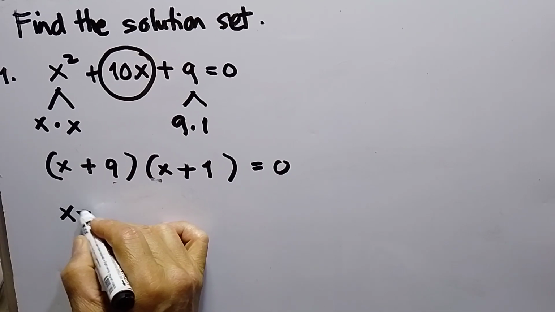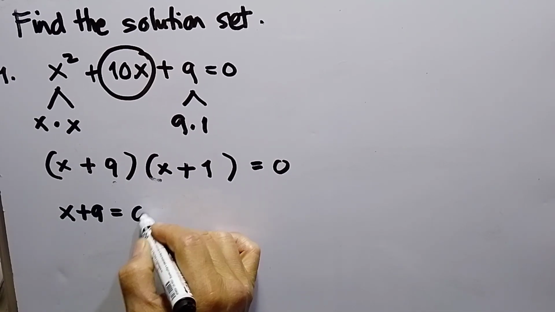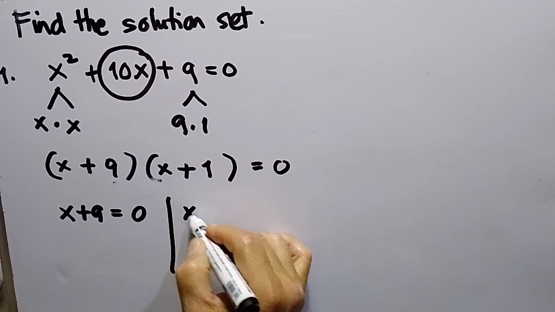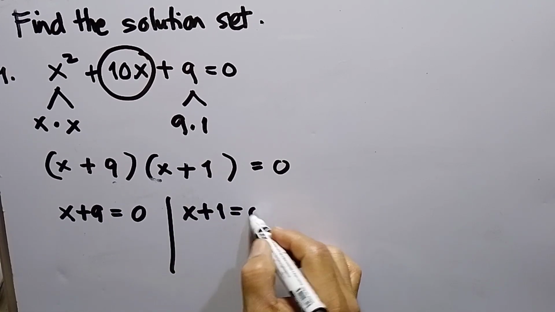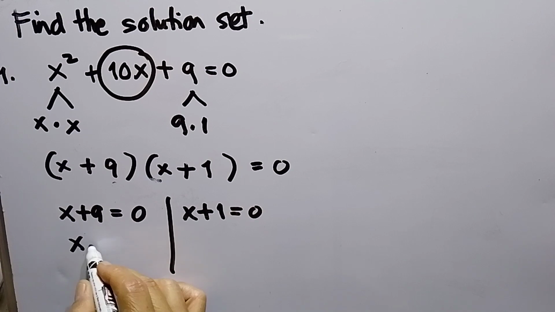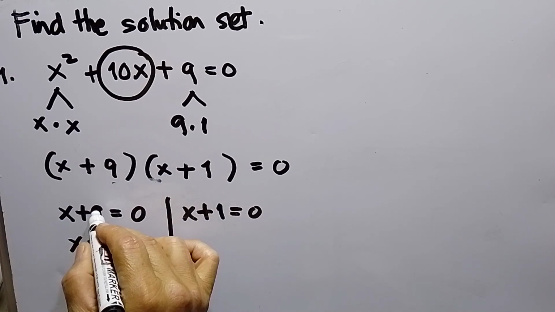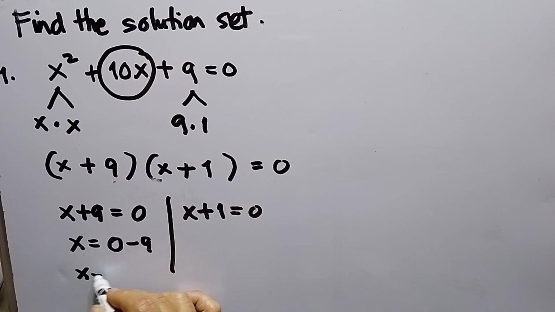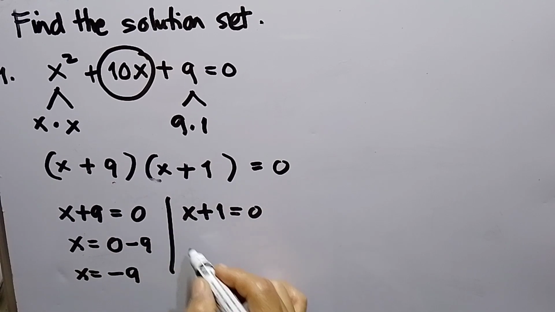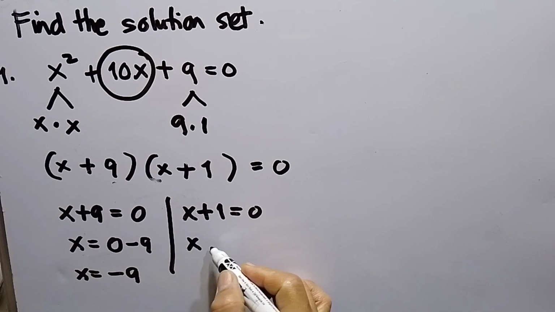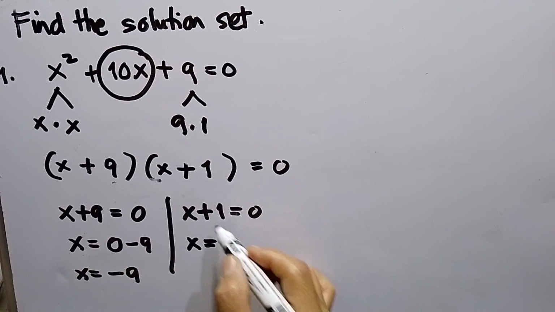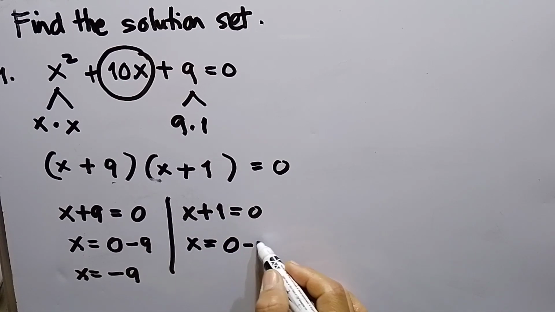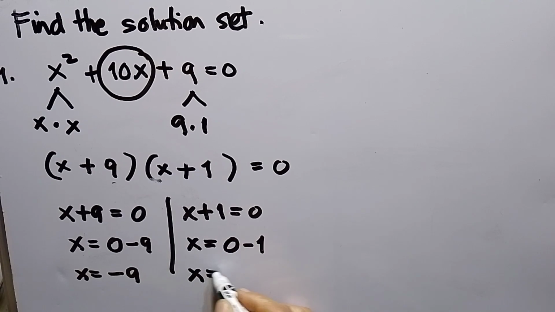So I have here x plus 9 is equal to 0, and then the other is x plus 1 is equal to 0. Solving for x, this will be 0. Transpose positive 9 to the right, this will be minus 9. So x will be equal to negative 9. Then how about this one? The same. x is equal to 0, positive 1 transpose to the right, this will be minus 1. x will be negative 1.